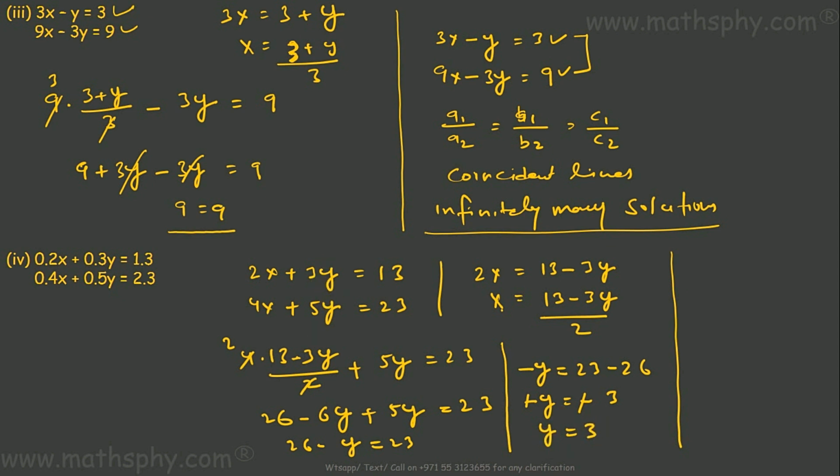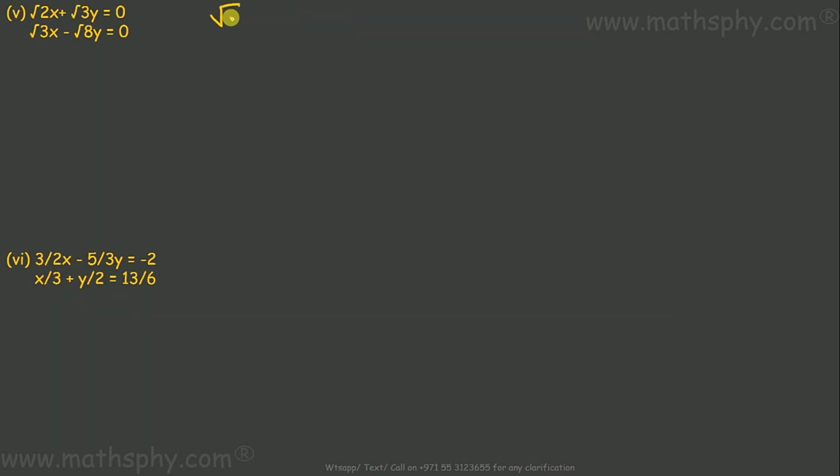Let's use any of the equations. I'll use this one. So 2x plus 3y, y is 3. So 3 into 3 will be 9, equals 13. So 2x would be 13 minus 9, which gives you 4. So x will be 4 over 2, that is 2. So x is 2 and y is 3. That's the answer here.